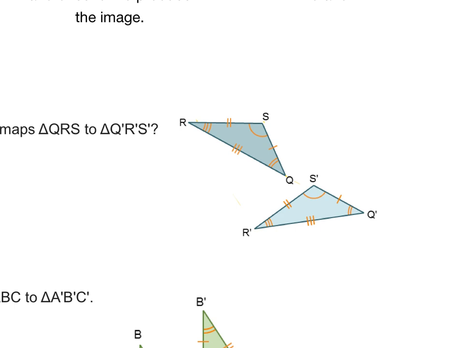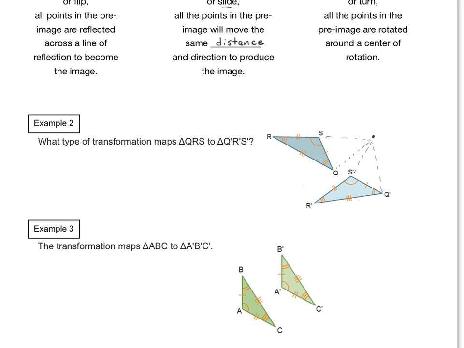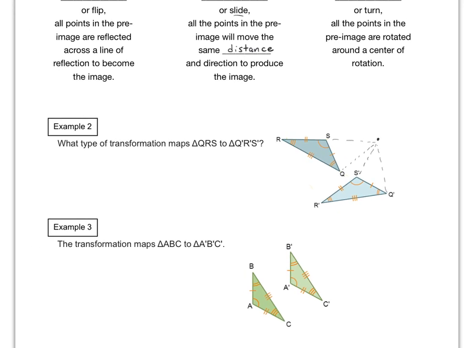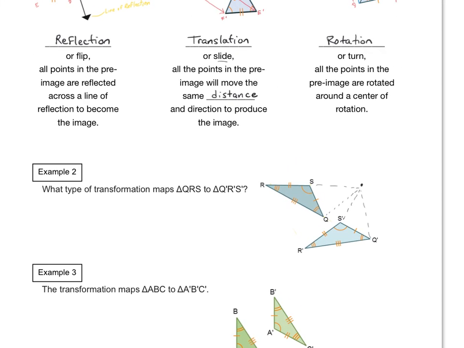I could tell you from experience that my center of rotation is about there. Thinking about Q to Q, S to S, so that is about my center of rotation. So what type of transformation? It's a rotation. Even by process of elimination, it wasn't a reflection or a translation because there were no parallel lines. So we know that that's a rotation.